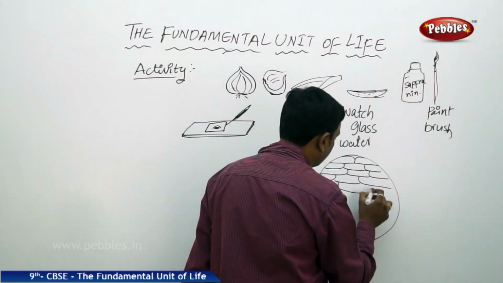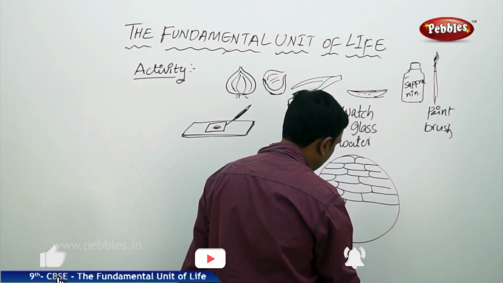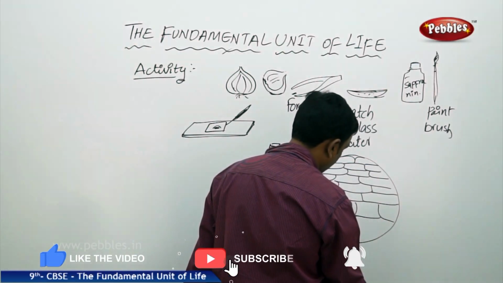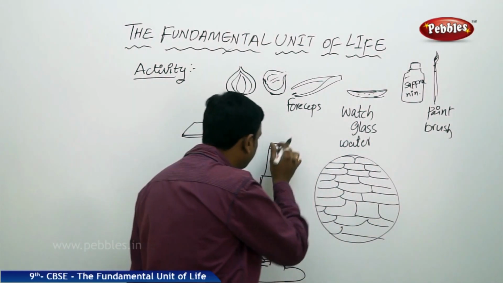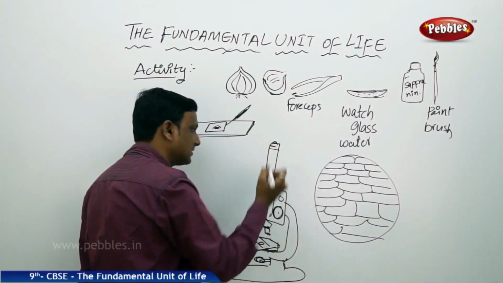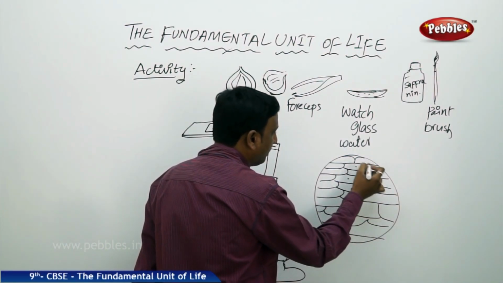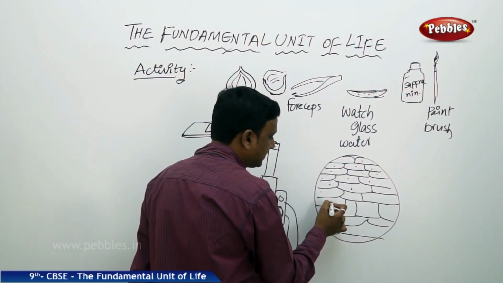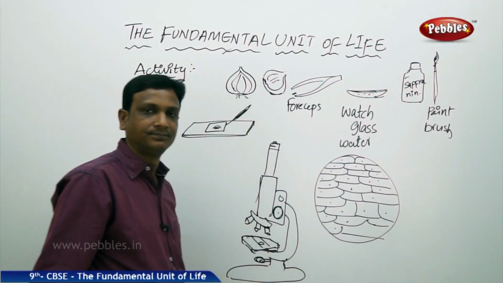You find the cells are somewhat rectangular like this, elongated cells. So why have I drawn a circle? Because that is the view. Here there will be a circular lens, so this is the vision you get. And you will be able to see dark bodies at the center of these cells. Those are nothing but the nucleus.